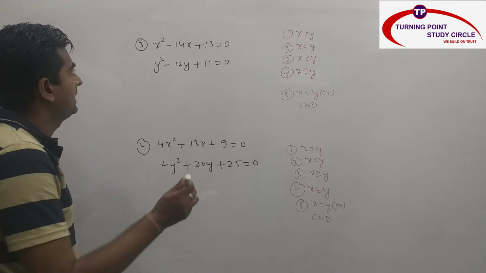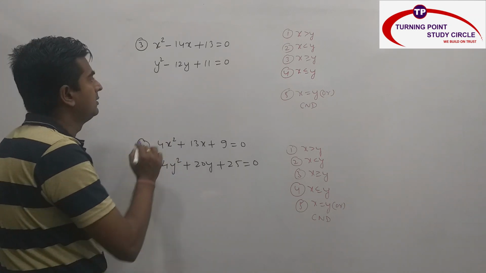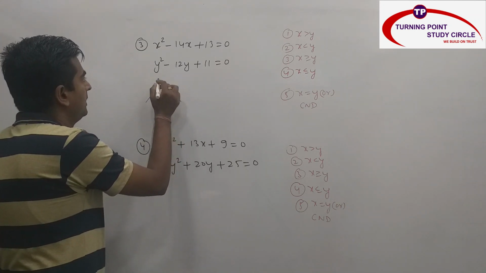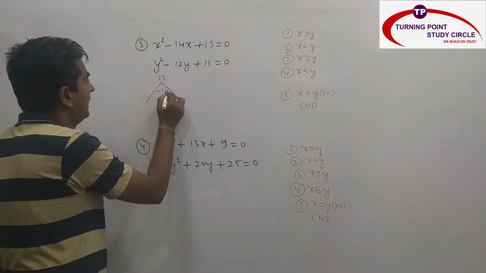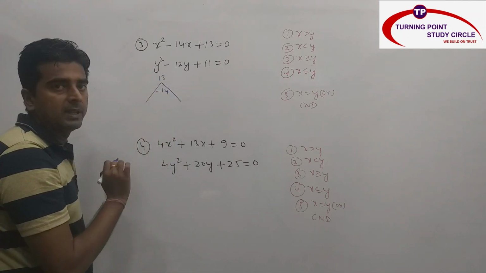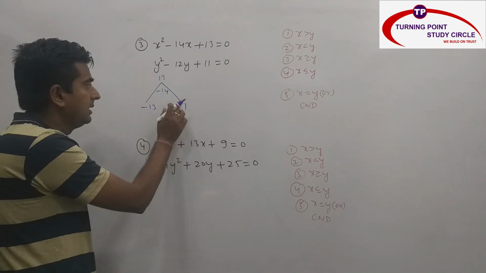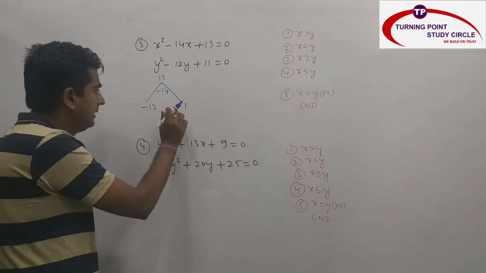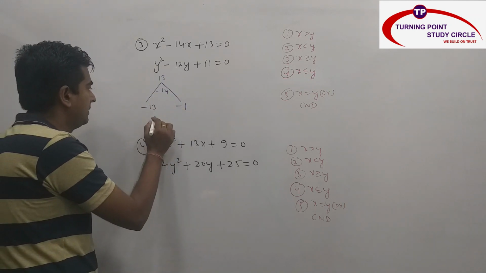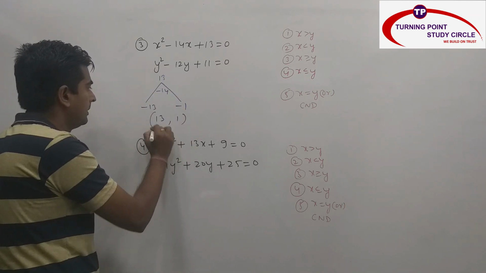So third one, x square minus 14x plus 13 is equal to 0. So plus 13, and here you are having minus 14, right? So what can be the two numbers? You will say minus 13 and minus 1, because minus 13 minus 1 is nothing but minus 14, and minus 13 into minus 1 is nothing but 13. So final answer is nothing but 13 and 1.